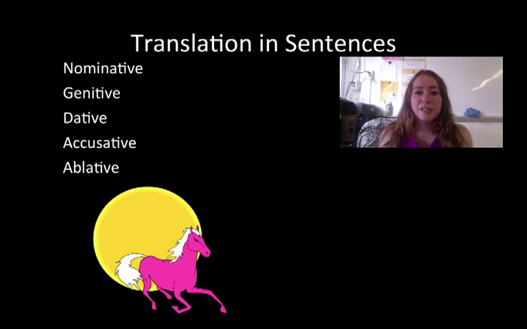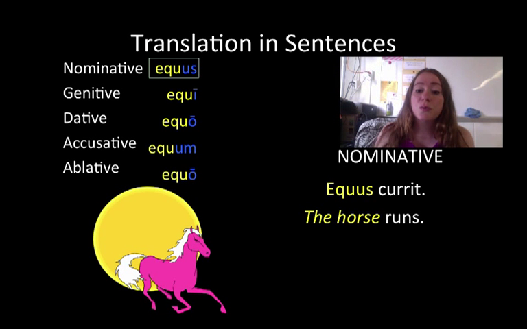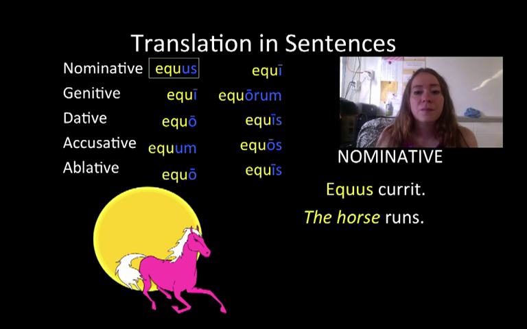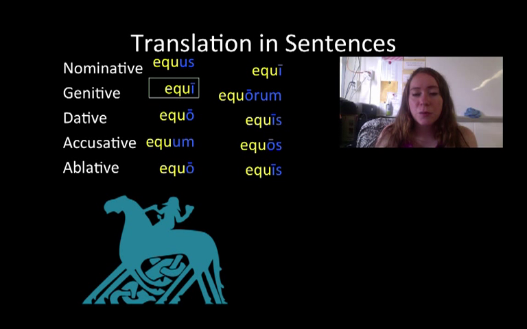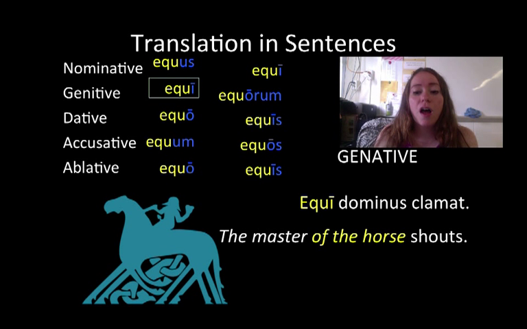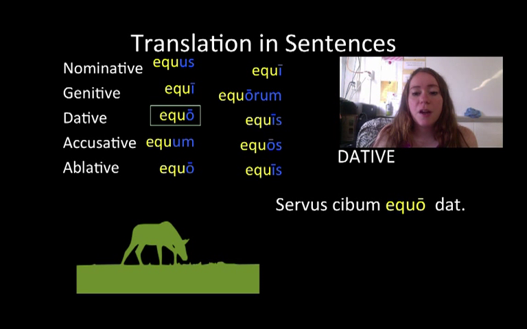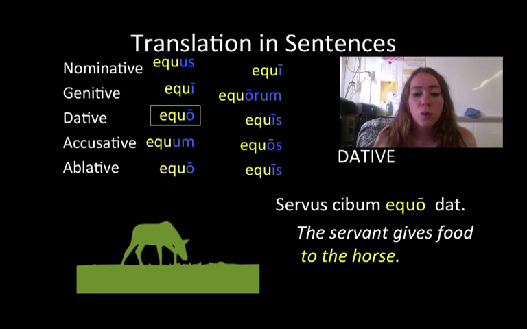Now let's take a look at a translation in a sentence. For the nominative, equus currit, the horse runs. Us would show us it's our subject, so the horse is doing the action. For our second sentence, we're looking at the genitive, which is equi. Equi dominus clamat, the master of the horse shouts. Looking at the dative, servus cibum equo dat. In this case, because it's dative, we use to or for. The servant gives food to the horse.